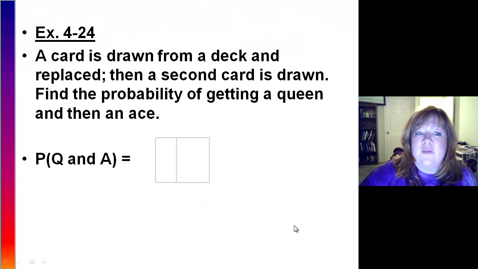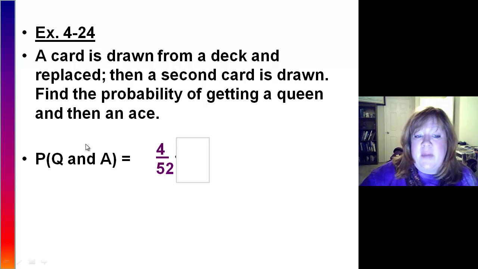A card is drawn from a deck and replaced, and then a second card is drawn. Find the probability of getting a queen and then an ace. So there's 52 cards in the deck. Probability of getting a queen. There's 4 queens out of a possible 52. So that'd be 4 out of 52.